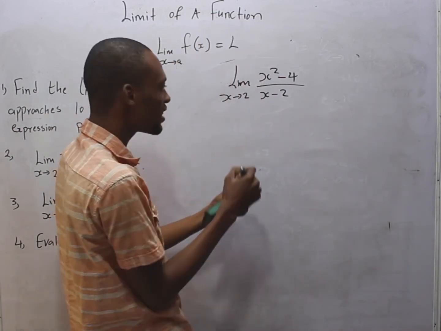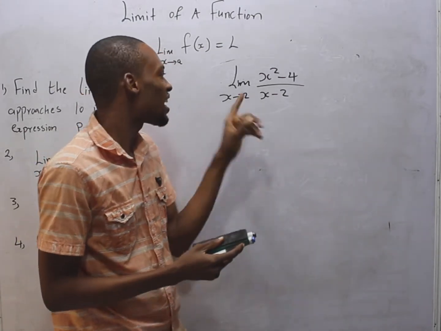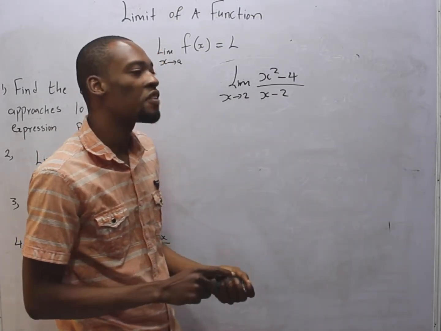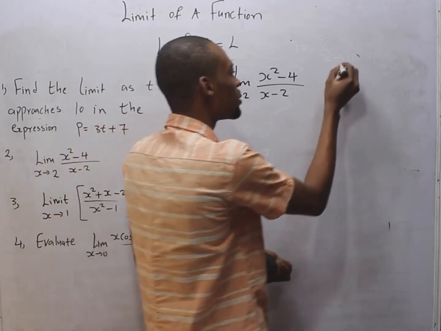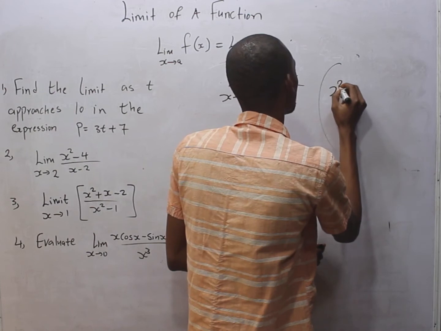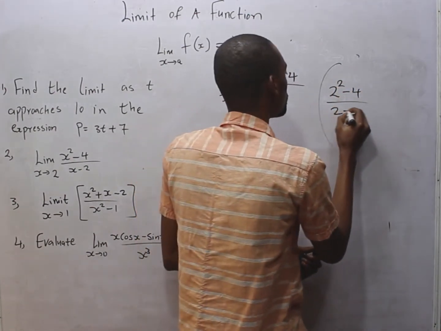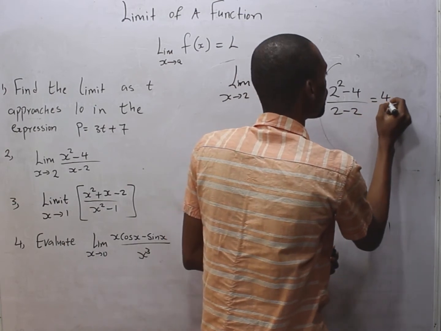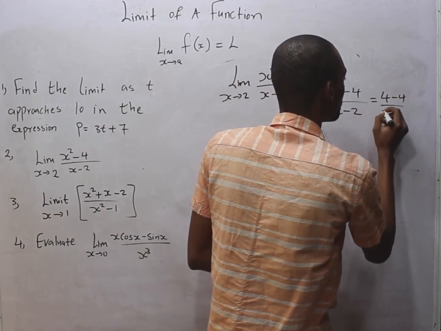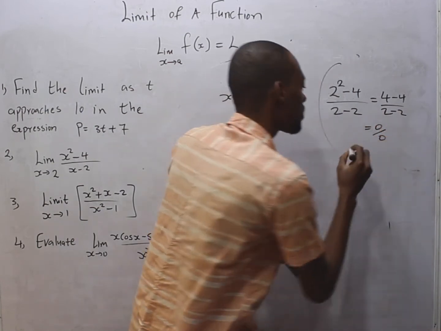If you have something like this and you are asked to look for the limit as s tends towards 2, the first thing that comes to mind is let's substitute like we did earlier. So s is 2, so we have 2 raised to the power of 2 minus 4 over 2 minus 2. This will give you 4 minus 4 over 2 minus 2. This is 0 over 0, and that is undefined.